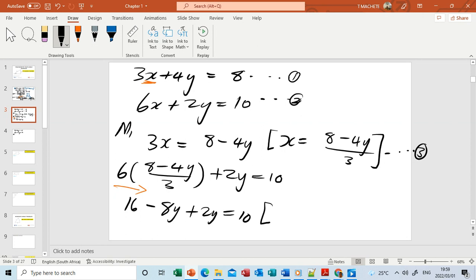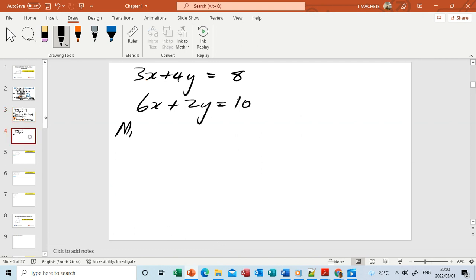From this part, you can add the like terms, which are 2y and minus 8y, so that's 2 minus 8. You see this 16, it goes with 10. So I'm going to take 16 to the other side. It will be 10 minus 16 equals, then 2 minus 8, you'll get minus 6y. Right?